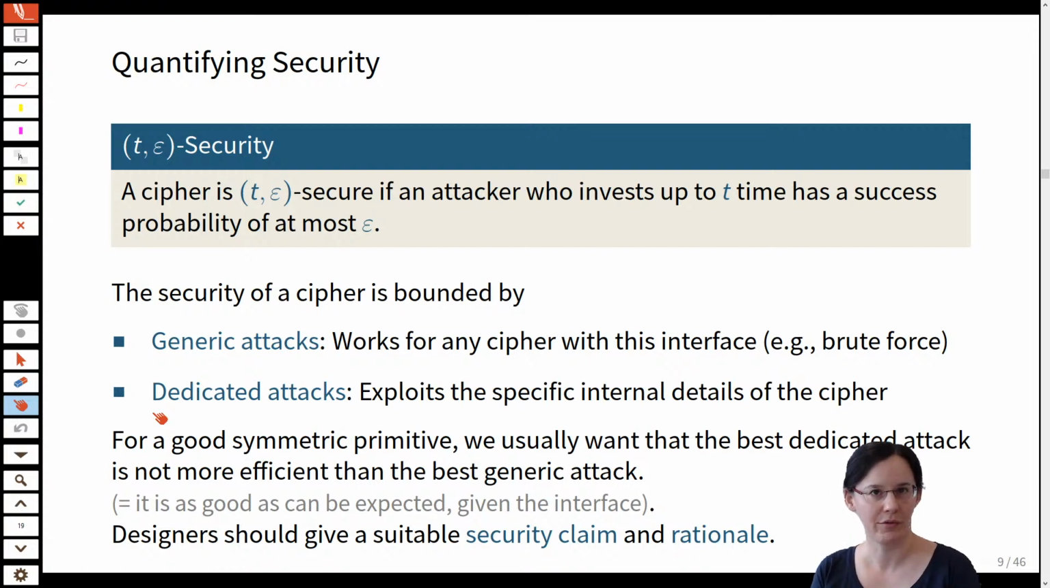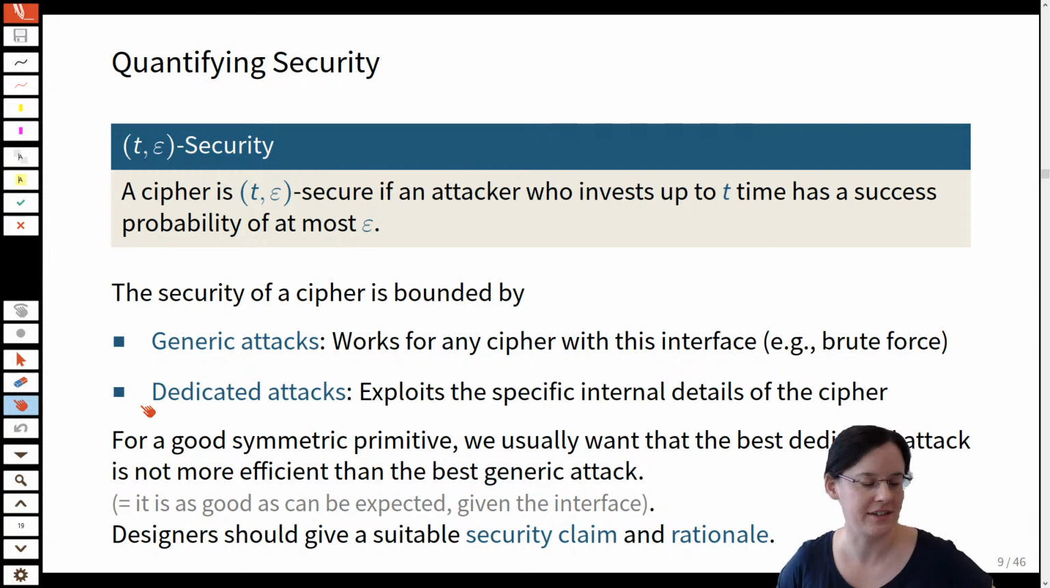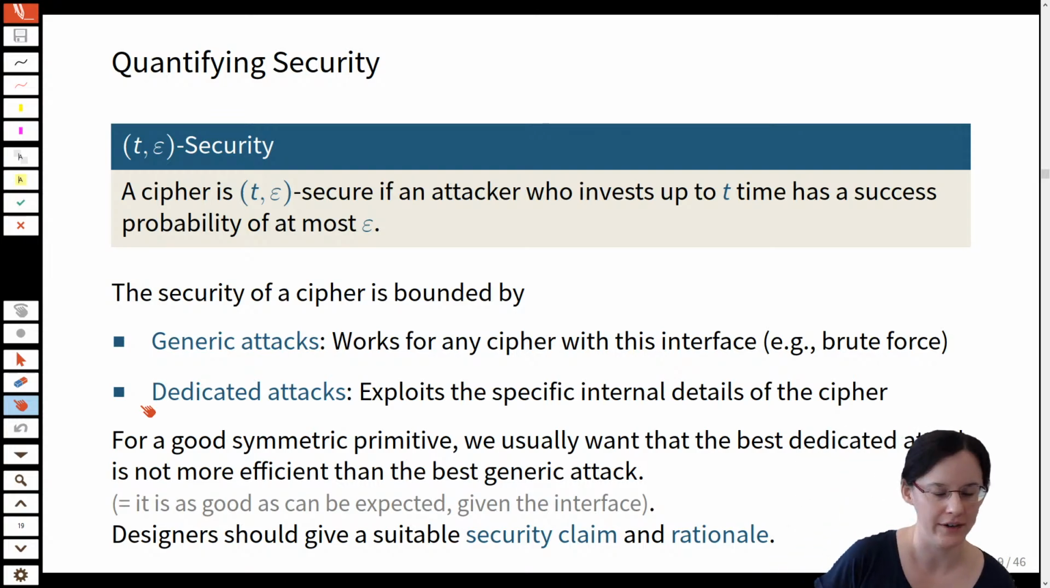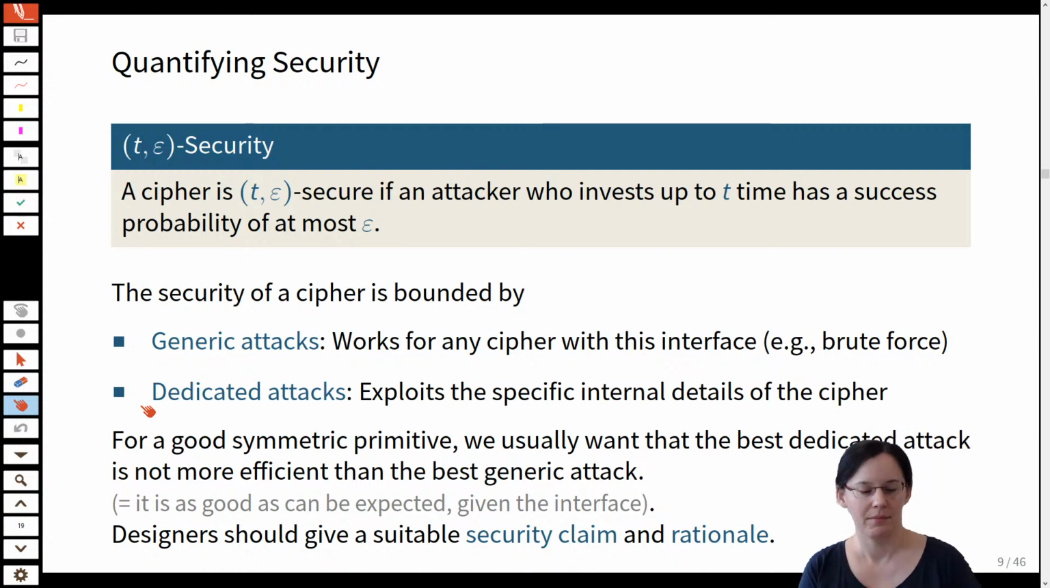So for example, for the hash function SHA-1, such academic attacks have been known since 2005, but it took 12 years until somebody actually managed, at least to public knowledge, to pull it off and find a collision. But this was at the time no longer unexpected, at least for cryptographic researchers, because the academic attacks, so the dedicated attacks faster than generic attacks, had already been published for years.